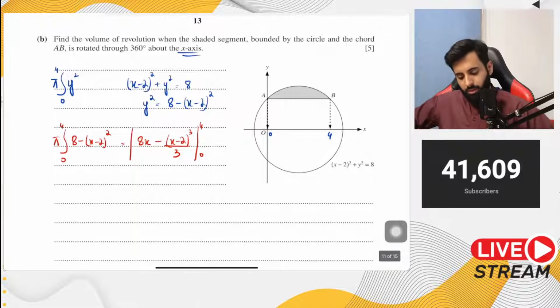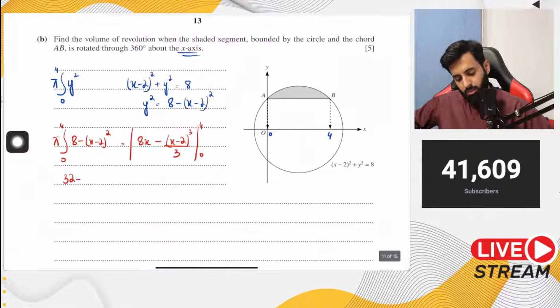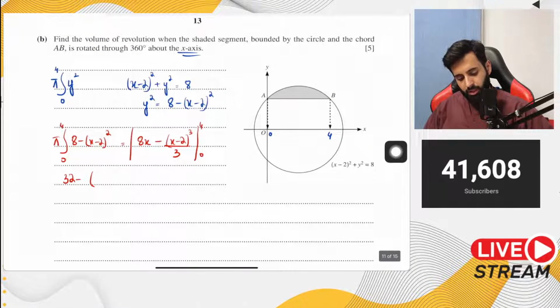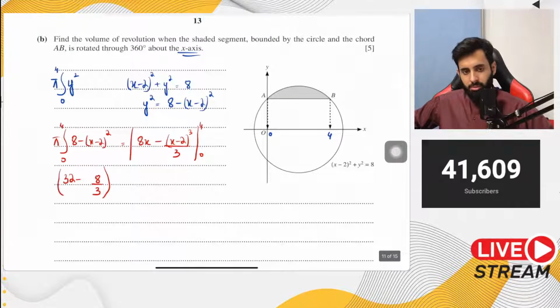Now if you plug in 4, so 8 into 4 is 32. Minus 4 minus 2 is 2. If you cube 2, what will you get? 8. 8 upon 3. So this is the value with the upper limit plugged in.